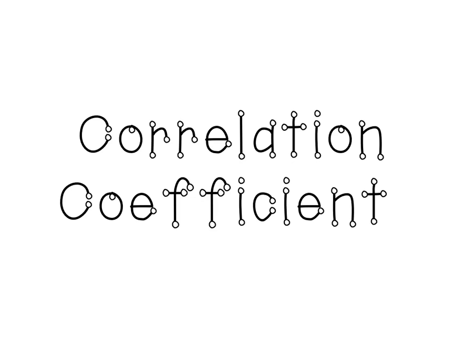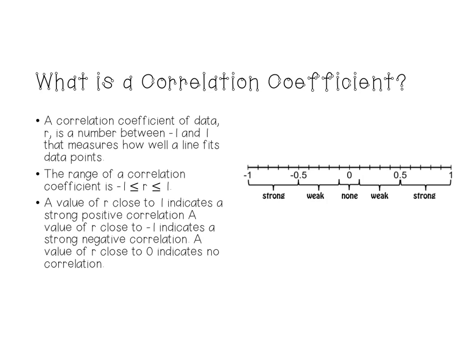This lesson is on correlation coefficient, so we're going to be talking about finding the correlation coefficient of a scatter plot. A correlation coefficient of data is represented by R, and it's a number between -1 and 1 that measures how well a line of best fit fits the data. The range of a correlation coefficient is -1 to 1, so R has to be greater than or equal to -1 and less than or equal to +1.